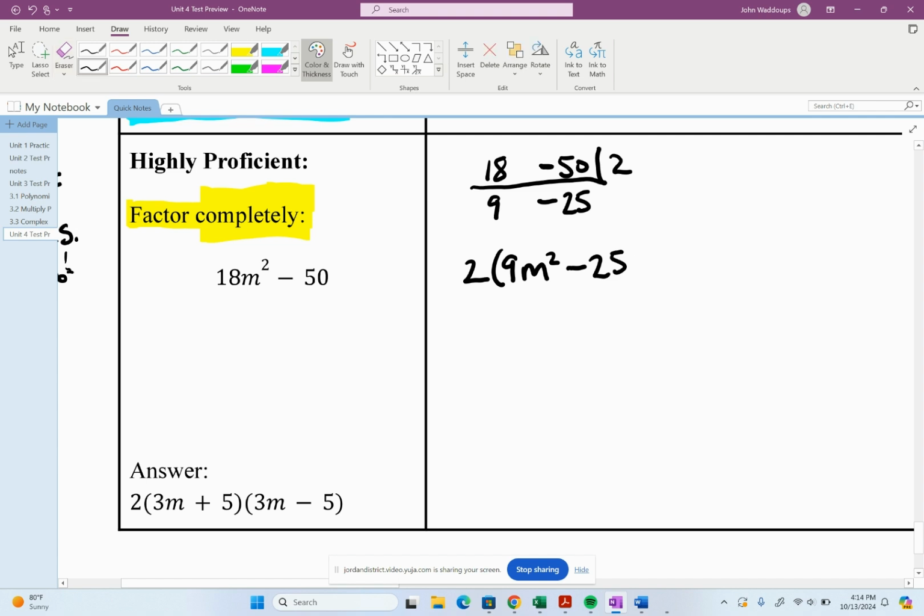And again, just to check along the way, if I multiply here, 2 times 9m squared is 18m squared, and 2 times negative 25 is negative 50. So we're good with that.